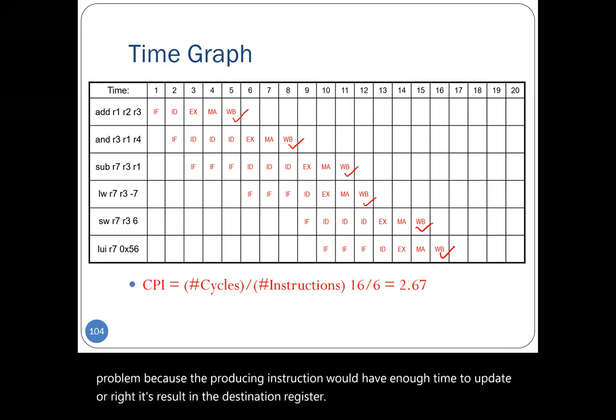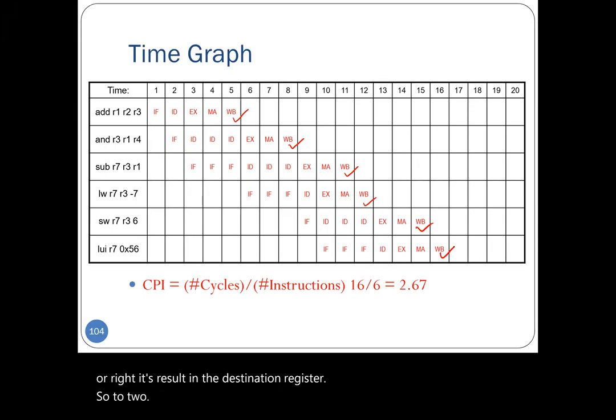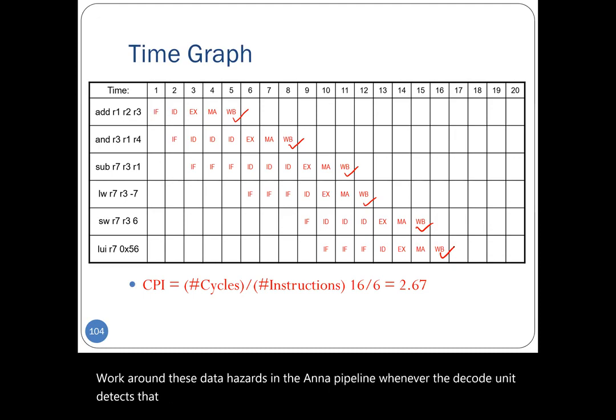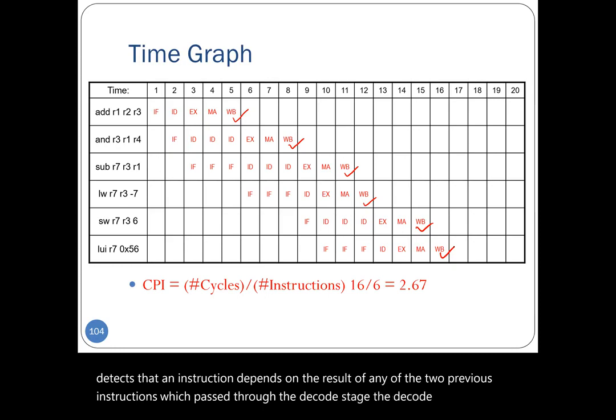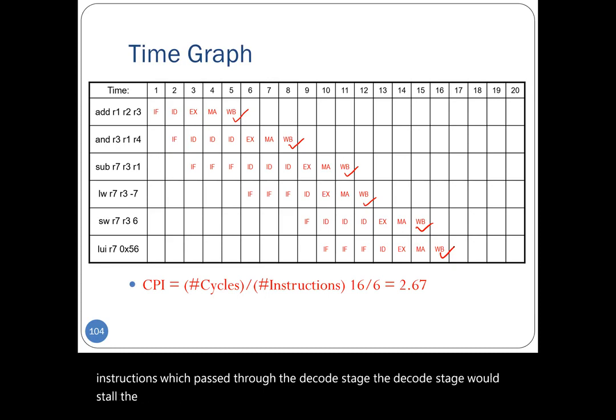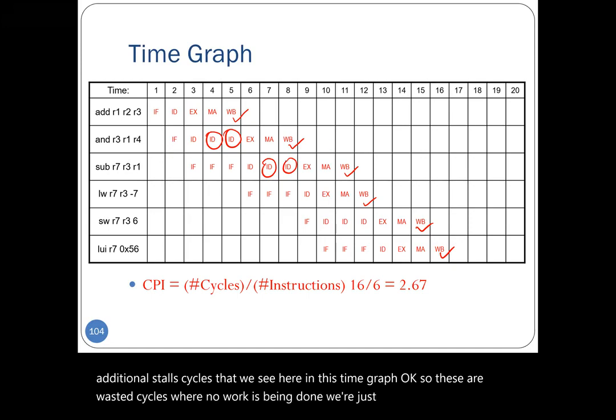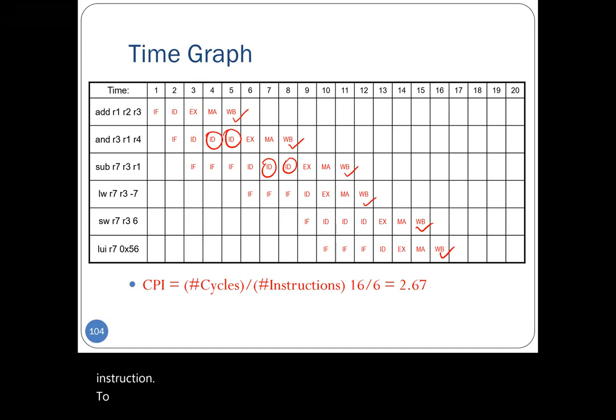So to work around these data hazards in the ANA pipeline, whenever the decode unit detects that an instruction depends on the result of any of the two previous instructions which passed through the decode stage, it would stall the pipeline. Essentially, what that translates to is these additional stall cycles that we see here in this time graph. These are wasted cycles where no work is being done. We are just waiting for the producing instruction to update its result in the destination register.